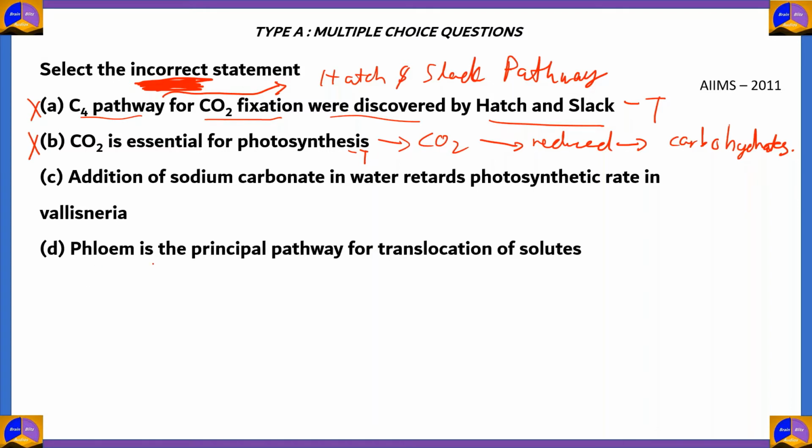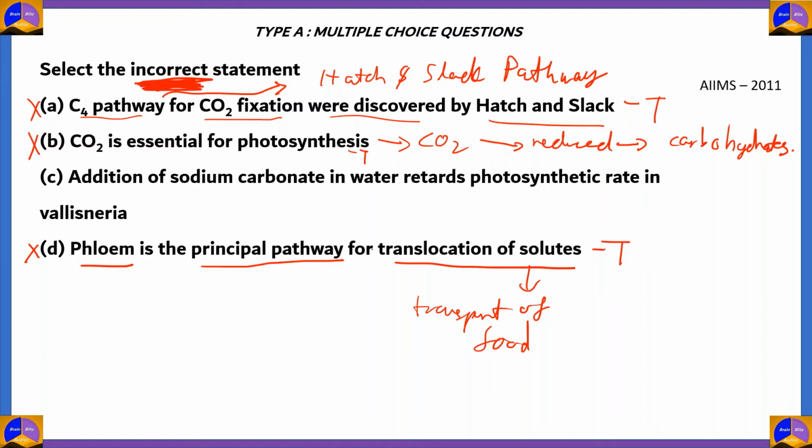Option D, phloem is the principal pathway for translocation of solutes. Translocation of solutes refers to the transport of the food prepared in the leaves. And food prepared in the leaves passes through the connective tissue, the vascular tissue known as phloem. The xylem is used for the transport of water, and phloem is used for the transport of food. So therefore, option D is also incorrect because this statement is also true.